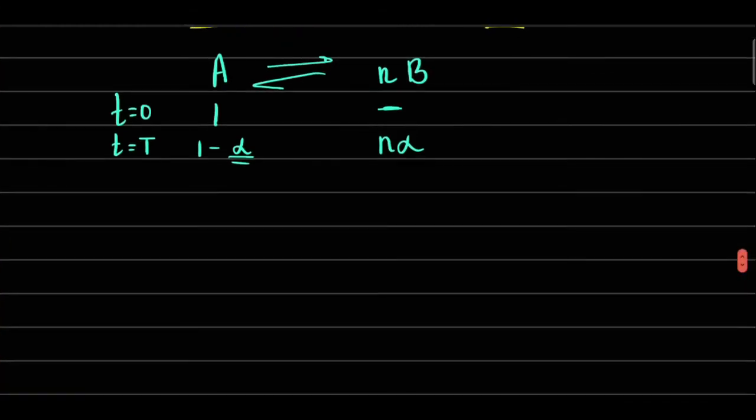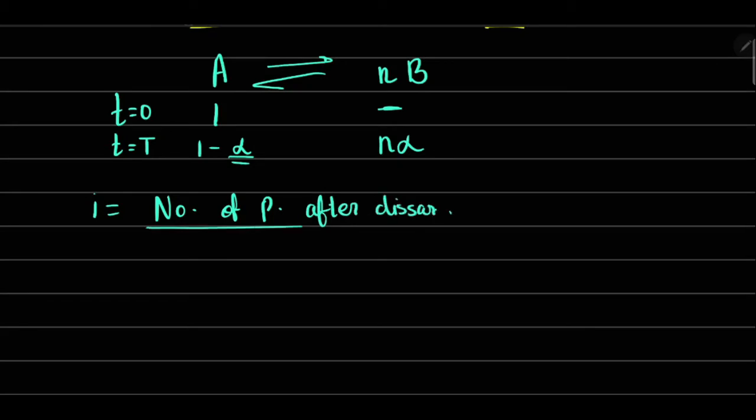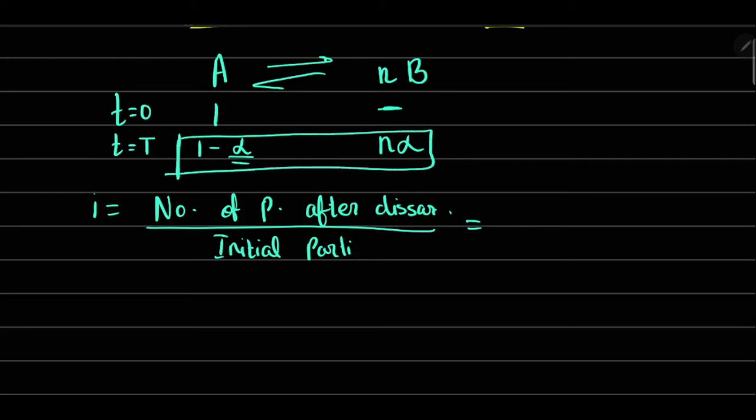We know that one of the forms of the Van 't Hoff factor is equal to the number of particles after dissociation or association. In our case this is dissociation only, so divided by the initial number of particles present. Here we can refer to the number of particles by the moles themselves. So let us calculate the number of particles after and before. After we have reached equilibrium, this is the total number of particles that we are having. So let us add them now.